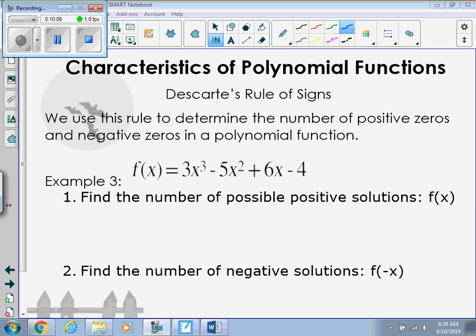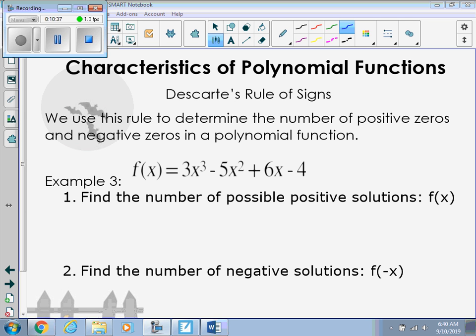Okay, so the last thing we're going to talk about today is Descartes' rule of signs. We can use Descartes' rule of signs to find the positive zeros and the negative zeros of a function. Now, we can't find the exact values, but we're finding the possible amount of values. And once we get into synthetic division, we'll talk about how to actually find and derive those roots. But today we're just going to talk about how to find the possible positive solutions and the possible negative solutions.